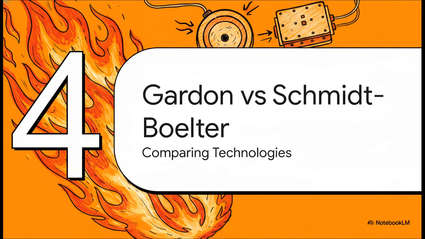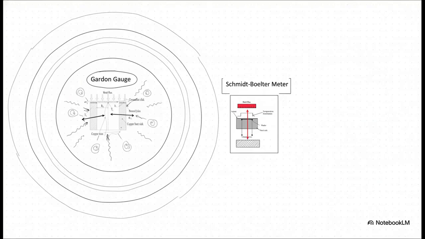Which brings us to section 4, Garden versus Schmidt-Bolter gauges. Let's compare some real-world technologies. Now that we've got a handle on the physics and the math, let's look at the actual hardware used in intense real-world applications, like, for example, studying active fires. On one side, we have the inner workings of a garden gauge, which is also known as a circular foil gauge. It uses a very thin circular metal foil of constantan soldered right onto a copper heatsink. The heat hits the center, and it flows outward radially to the cooler edge, creating a radial temperature gradient.